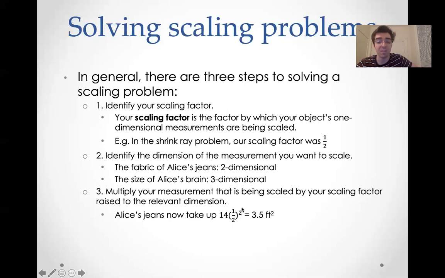So for her jeans, that's 2 dimensions. We multiply by the scaling factor raised to the 2nd power, so that her jeans take up 3.5 square feet. Similarly for the brain, 1,400, we're going to scale that down to her 1/2 size figure. And then we are going to multiply that by 1/2 raised to the 3rd, because her brain is a 3-dimensional thing we're measuring.